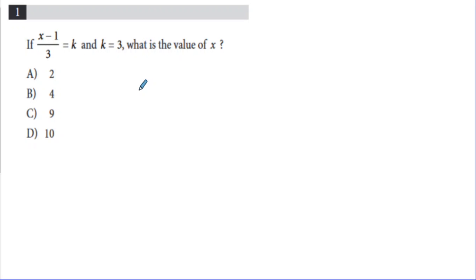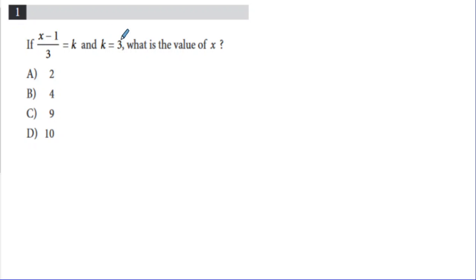The first one says, x minus 1 over 3 is equal to k, and k is equal to 3. What is the value of x? For all of these problems, what I'm going to do is show you the math way to do it, and then if there are any tricks to either check your work or, if you're stuck on how to do it, to get to the answer anyway, we'll talk about those. But instead of just showing you tips and tricks, I want to actually show you the math so that you can go through it that way.